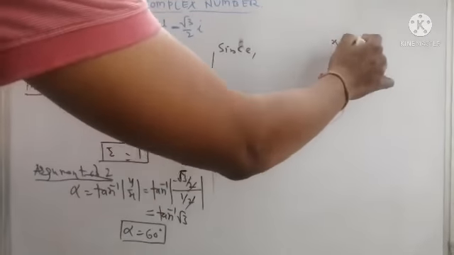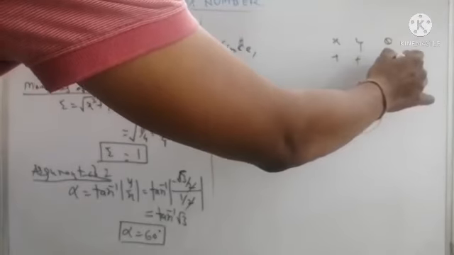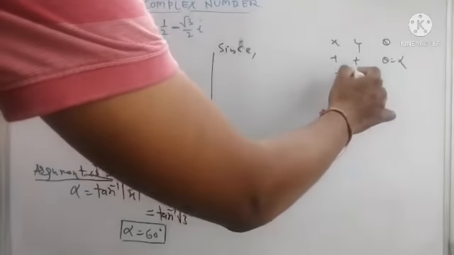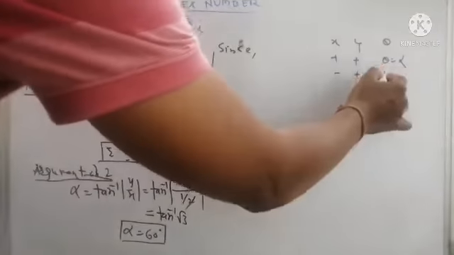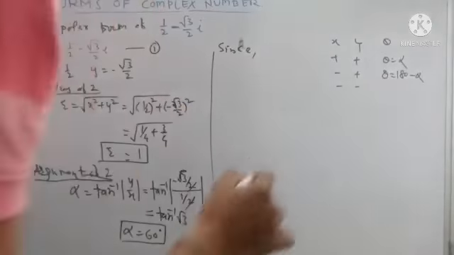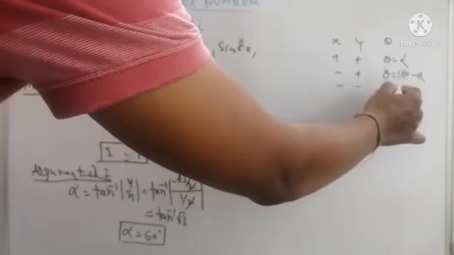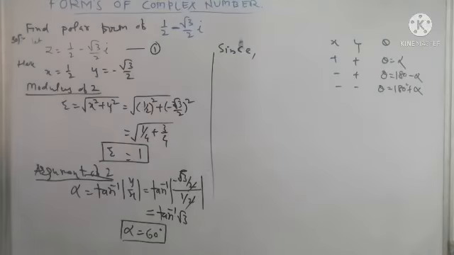If x and y are both positive, then theta is always equal to alpha. If x is negative and y is positive, that means the point lies in the second quadrant, and in that case theta is always 180 minus alpha. If both x and y are negative, then theta lies in the third quadrant, that is, it is more than 180, and it is given by 180 plus alpha.